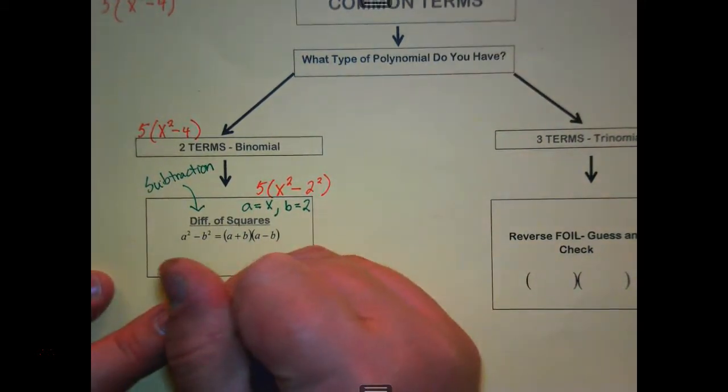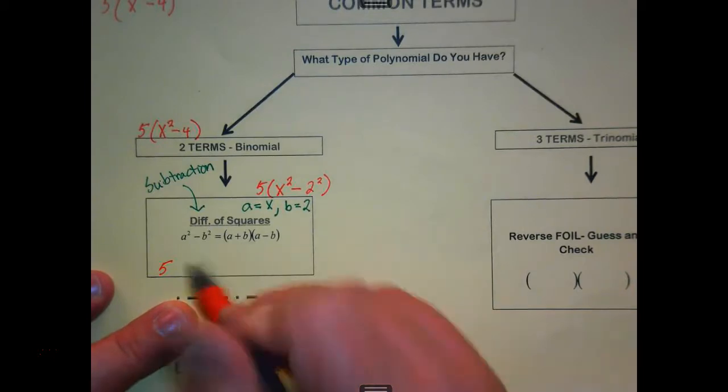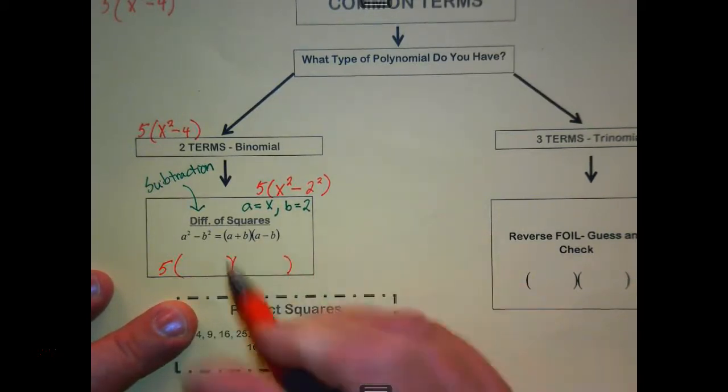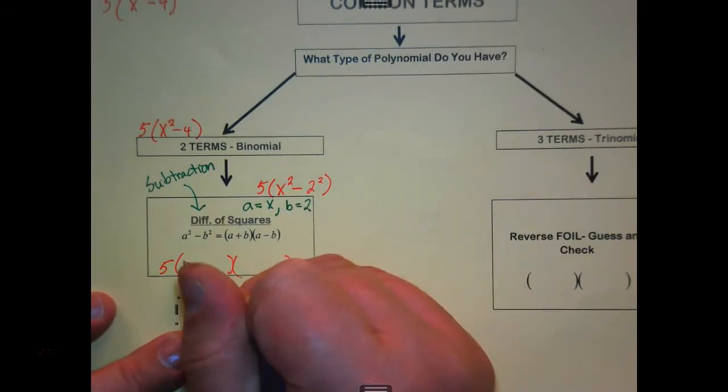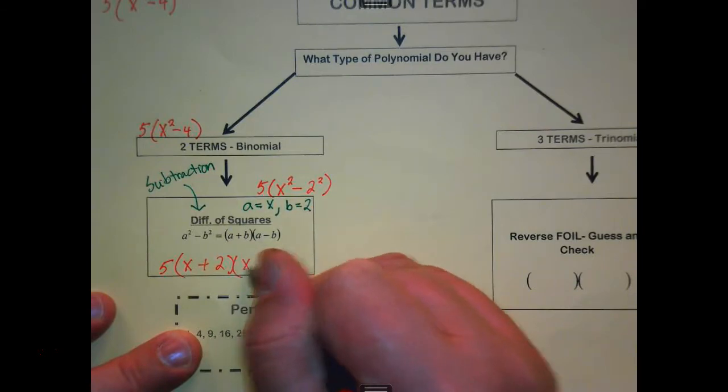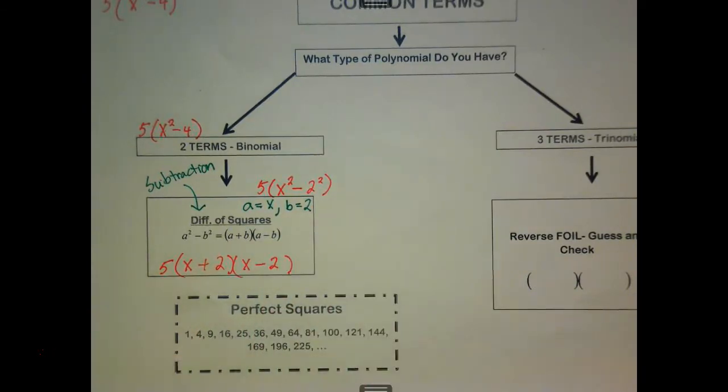So I can factor this perfect square. Don't forget the 5. My two factors are going to be a plus b and a minus b. My a happens to be x. My b is 2. And I am done. Easy peasy, right?